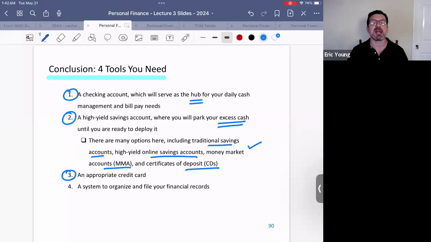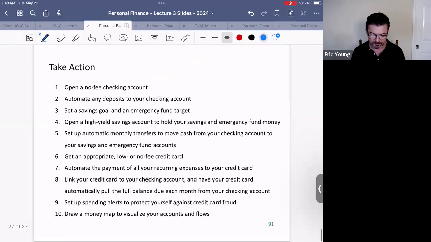You do want to get an appropriate credit card. By appropriate, I mean no fee and one that has benefits that appeal to you. Okay? You need a credit card. And then finally, you need a system to just organize and file your records and keep yourself nice and clean. All these together become for you your financial infrastructure.